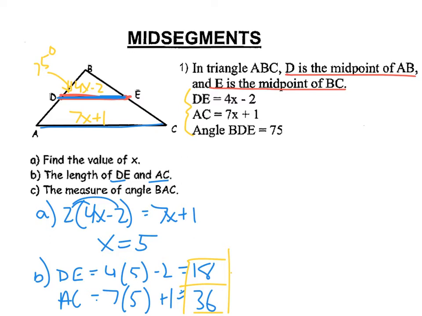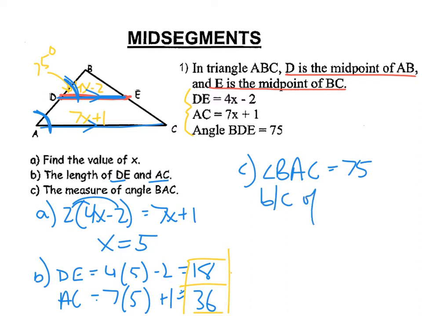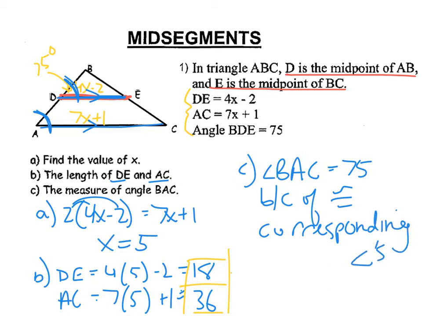is correct. Part C tells us to find angle BAC, which is right here, but we're going to use that second relationship, the fact that the midsegment and the third side are parallel, because since we know angle BDE is 75, that means angle BAC has to be 75 because of congruent corresponding angles, which we kind of just talked about in the previous slide. All right, pretty straightforward problem there.